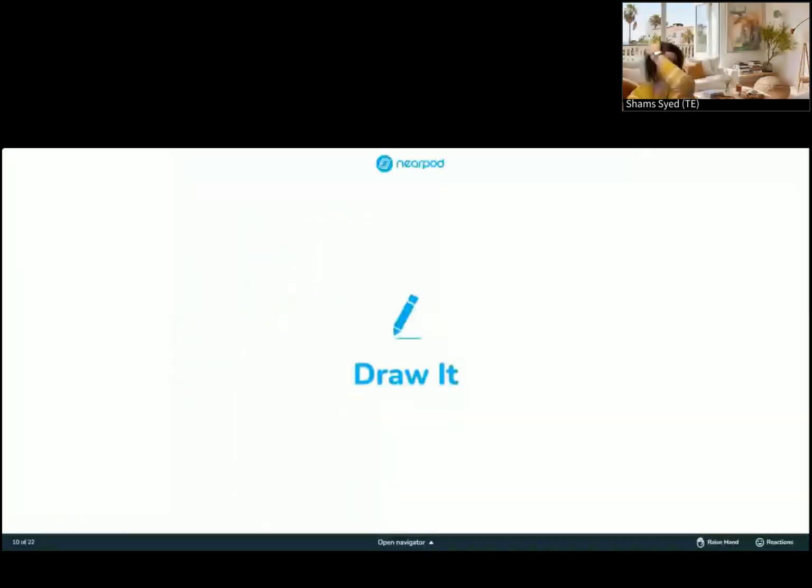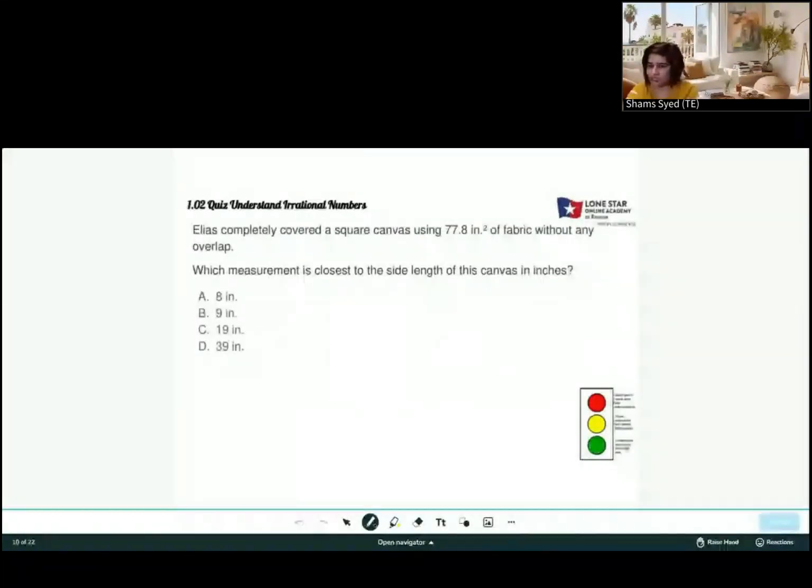Here we are. Well, Elias completely covered a square canvas using 77.8 square inches. So let's create this square. If you cover a square with some fabric, you are talking about some area, right, Danton? You're talking about some area. Oh, Danton has an answer. Your answer looks very right to me, Danton. Okay, so Rita, which one do you think is the closest answer? Well, the area of the square is 77.8, and we want to find the side length, right?